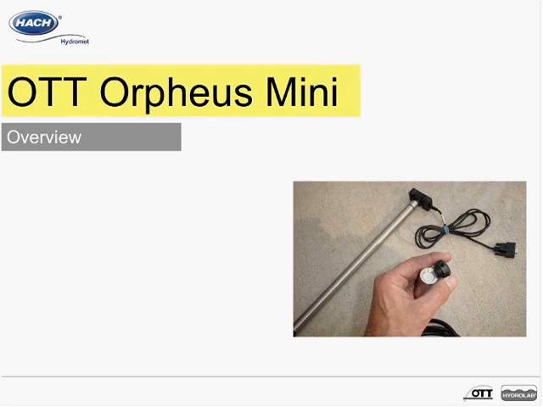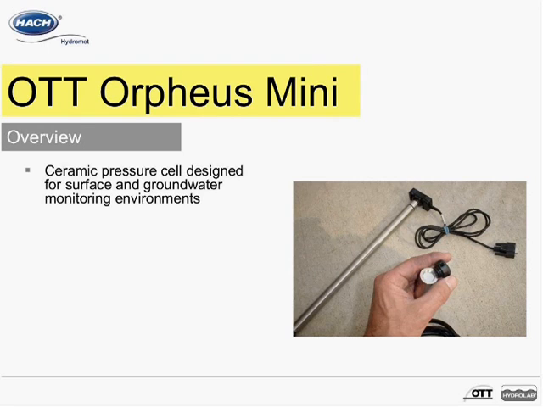The first product that makes up the OTT Total Solution is the Orpheus Mini, a ceramic pressure cell designed for level measurement in both surface and groundwater environments. Compact yet powerful, the Orpheus Mini has the smallest diameter of any pressure sensor on the market and fits into groundwater wells and pipes as small as 1 inch in diameter.